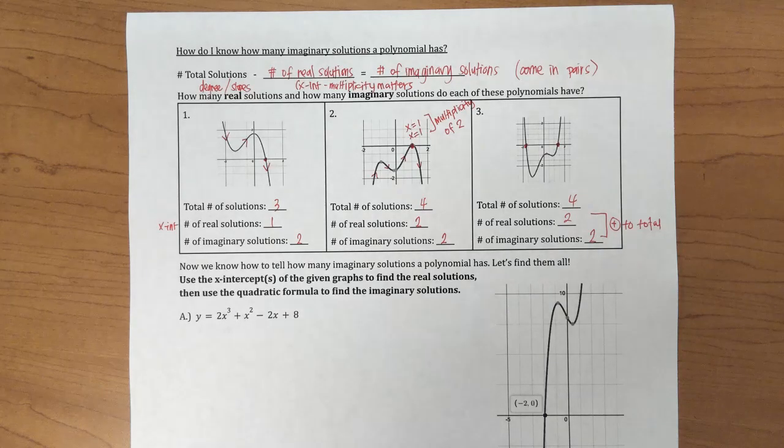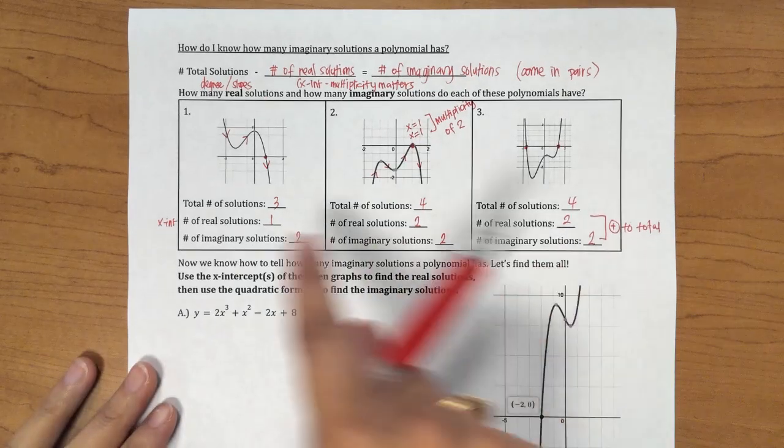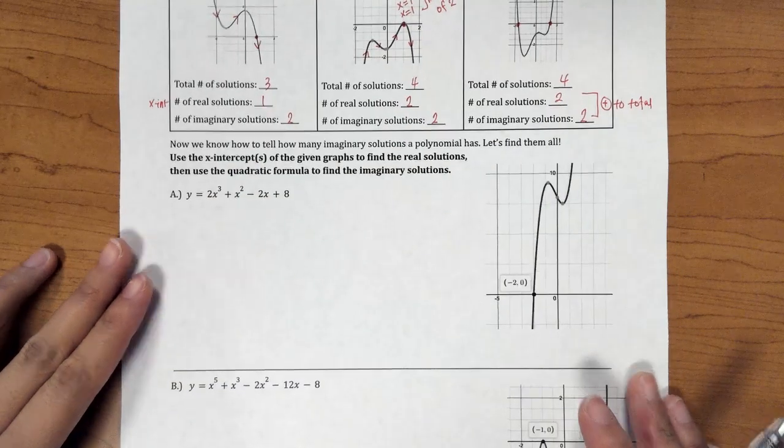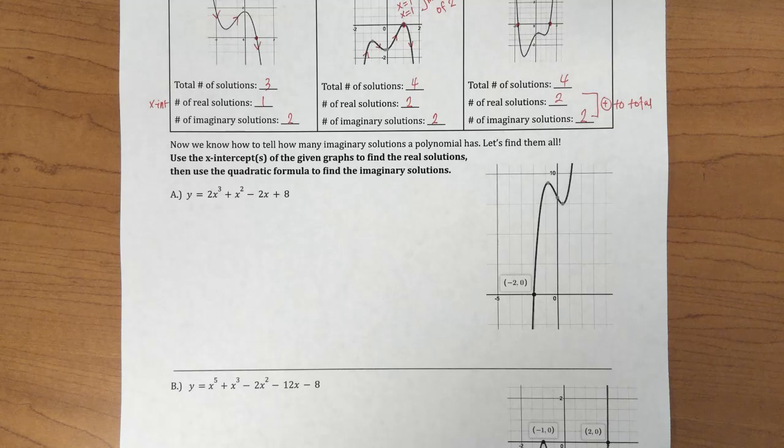Now we're going to find them all. That's just a quick check, and then we are going to find them. This is going to be exactly the same. You're going to find the x-intercept of the given graph to find the real solutions, and then use the quadratic formula to find the other missing ones. Okay.